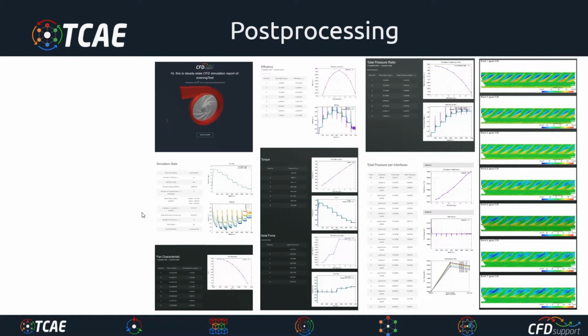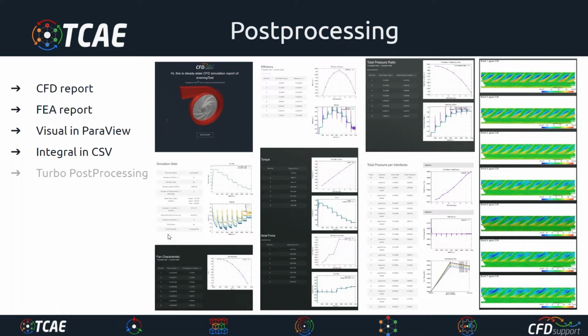TCAE has strong post-processing. Every simulation that is executed in TCAE has its own HTML or PDF report with the results. Volume fields are visualized in ParaView. The integral results are saved in CSV files for later post-processing, and all those plots and everything are written down in the report. So the report is a very important part of all of it.